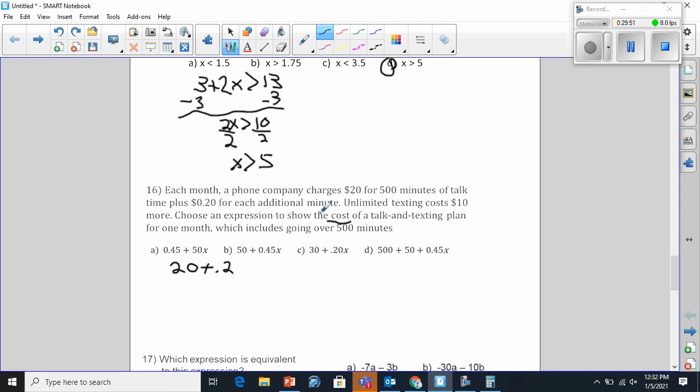For each additional minute, we don't know how many minutes we've got, so I'm going to make that x. Remember, when we don't know what something is, we use a variable. And then it says texting is also going to cost $10. And they want to know a talks and texting plan, so I'm going to have to add 10 to that.